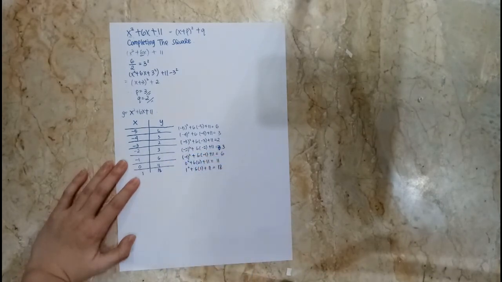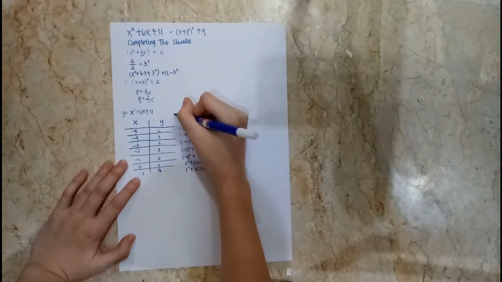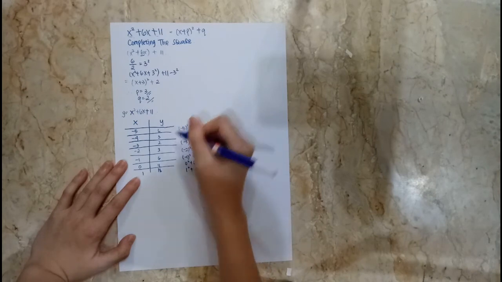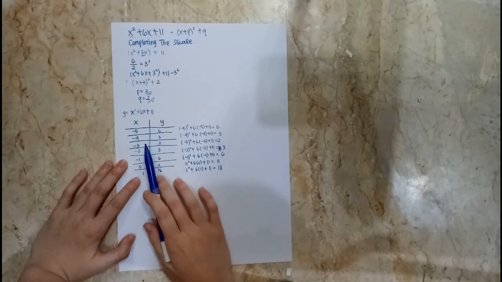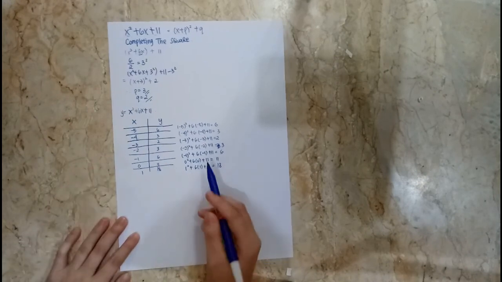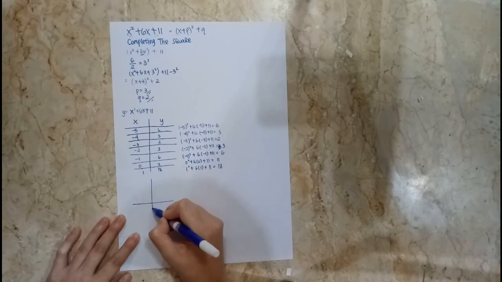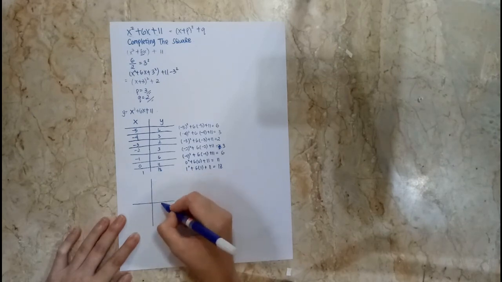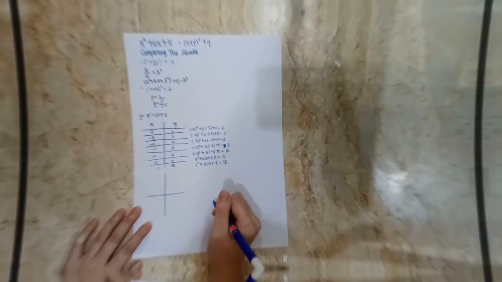So now once we get all the y values, we know this is the first point of the graph: (-5, 6), (-4, 3), (-3, 2), (-2, 3), (-1, 6), (0, 11), (1, 18). And we just need to plot it in a Cartesian coordinate. And if you plot everything correctly here, you will get this kind of graph.